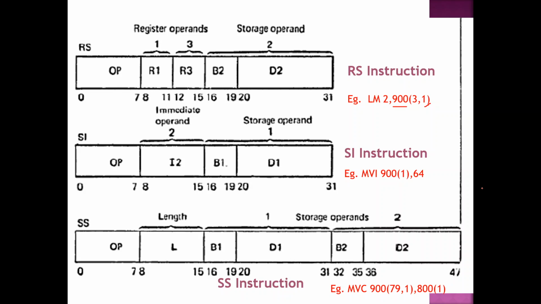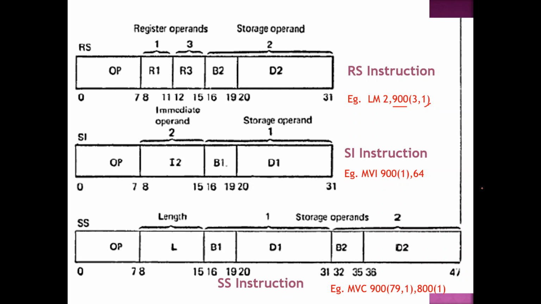Before going into the actual format, you should understand certain things. So I will start from the example. One example of SS instruction is MVC. What we are doing in MVC is we are going to do a copy or move, not the contents of one location. We are going to move contents of L locations. See the example, MVC 900 of 79 comma 1 comma 800 of 1. It's really confusing. I'll break it down now.